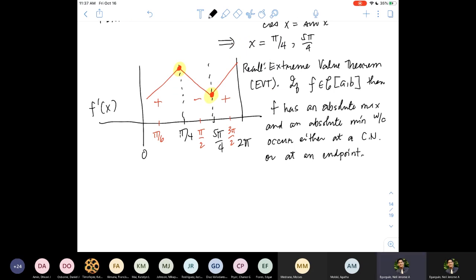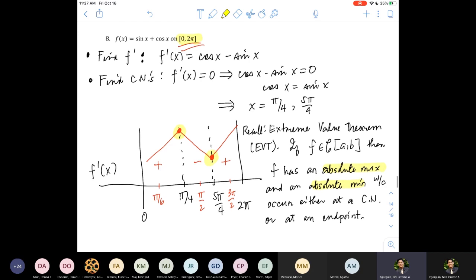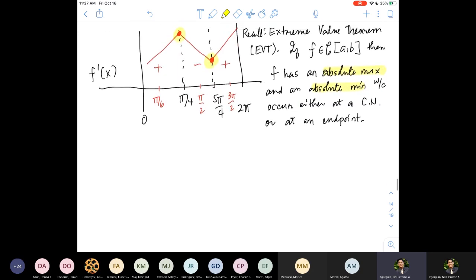So this tells us that if you are given a closed interval on which your function is continuous, then we are always guaranteed to have an absolute min and an absolute max, which will occur either at the boundary a, b, or at the critical number, right? So this is intrinsic to closed intervals. If you have a half open, half closed interval, this theorem will not apply. So this only works if you have a closed interval.